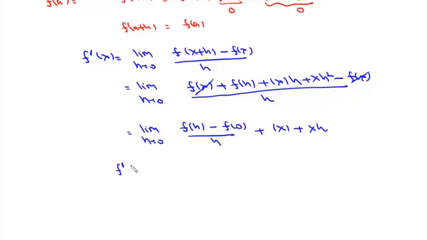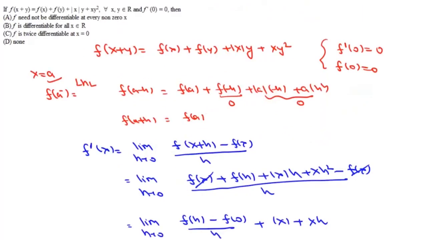So we can write f'(x) as f'(0) plus |x| plus 0, and we are given that f'(0) is 0. So basically f'(x) is equal to |x|. Now since f'(x) is continuous, this function is differentiable for all x belongs to R. So answer to this question is option B, f is differentiable for all x belongs to R.